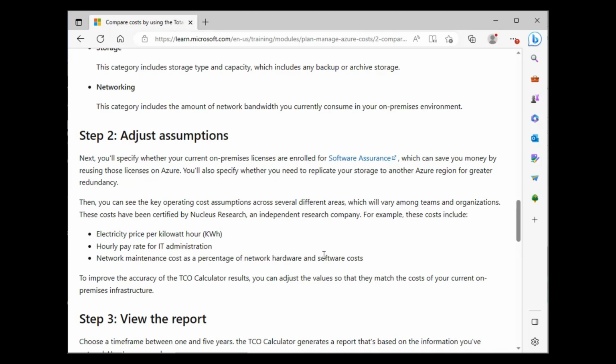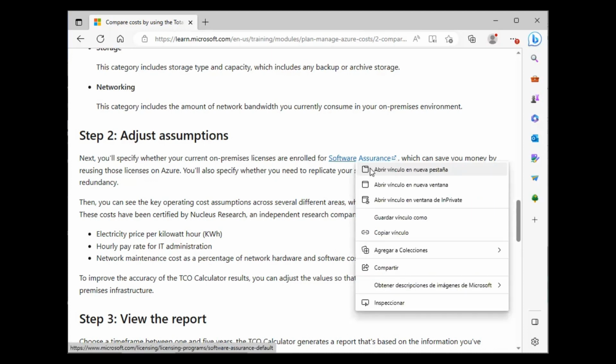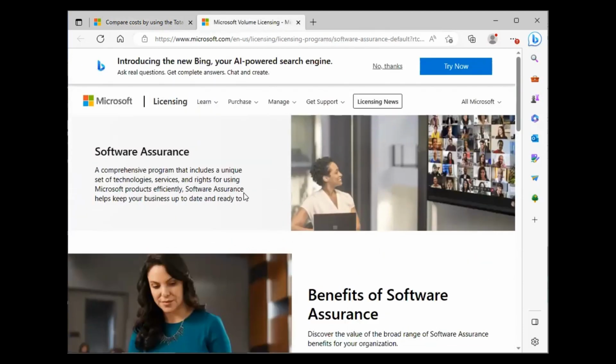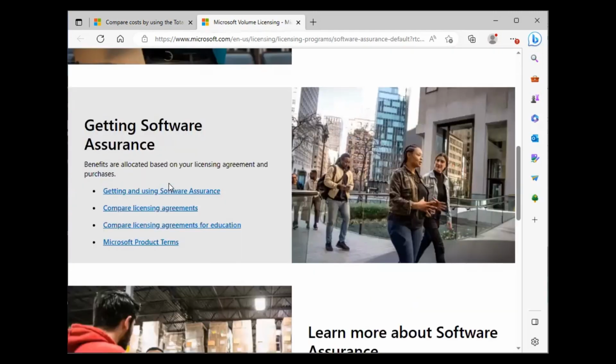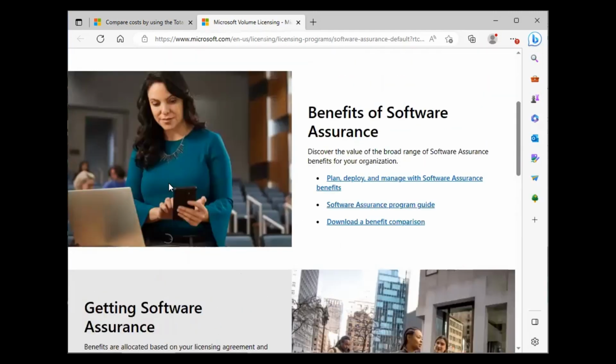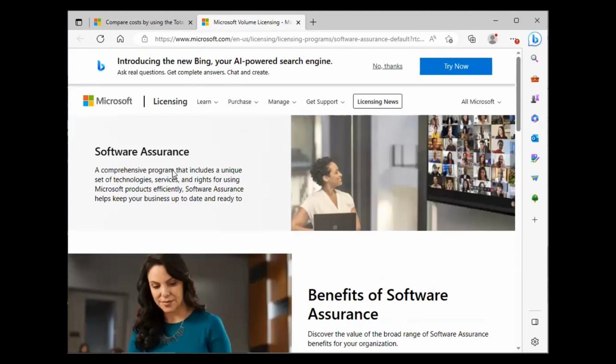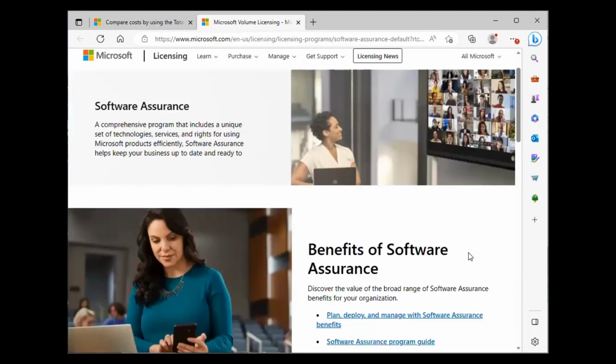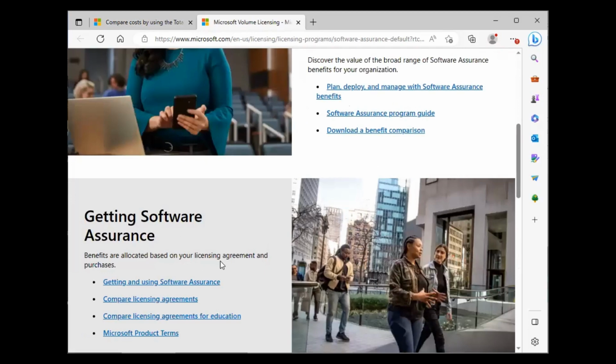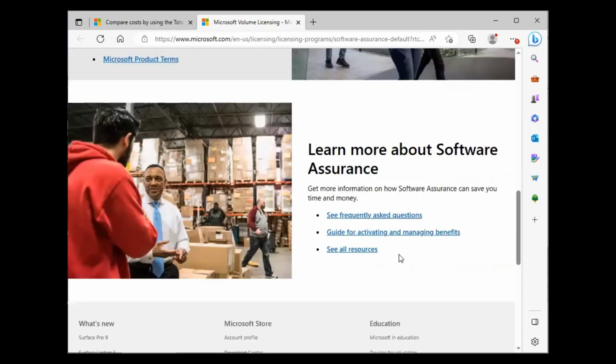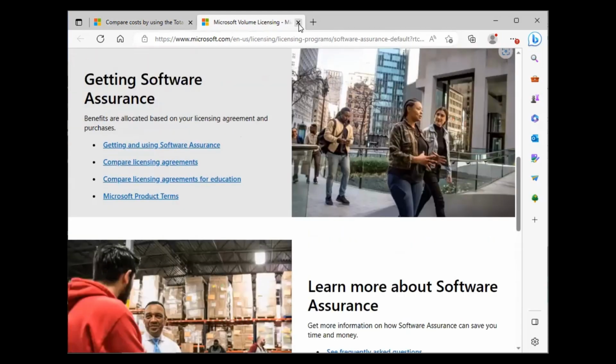Okay, this is just an assumption, but I think we're seeing this software assurance link. Only a moment. Okay, this is the page of the link. In here, I see information on software assurance, benefits of software assurance, and getting software assurance. Learn more about software assurance. Okay, this is information for the lesson.